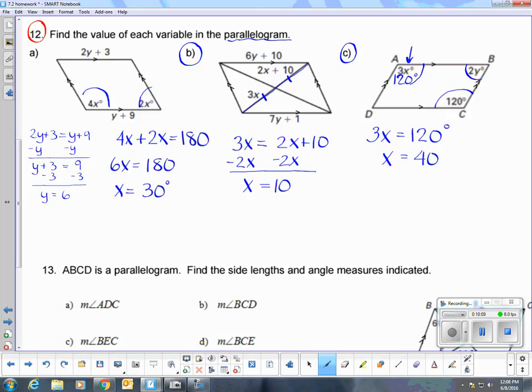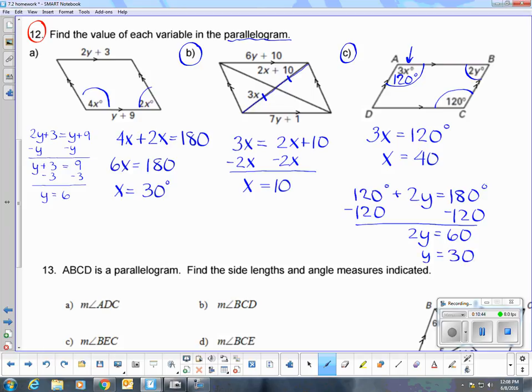These two angles are supplementary angles. They are consecutive next-door neighbors, and in a parallelogram, those two angles must add up to 180 degrees. So one of the angles is 120. The second angle is 2y, and together they equal 180 degrees. So y is equal to 30.